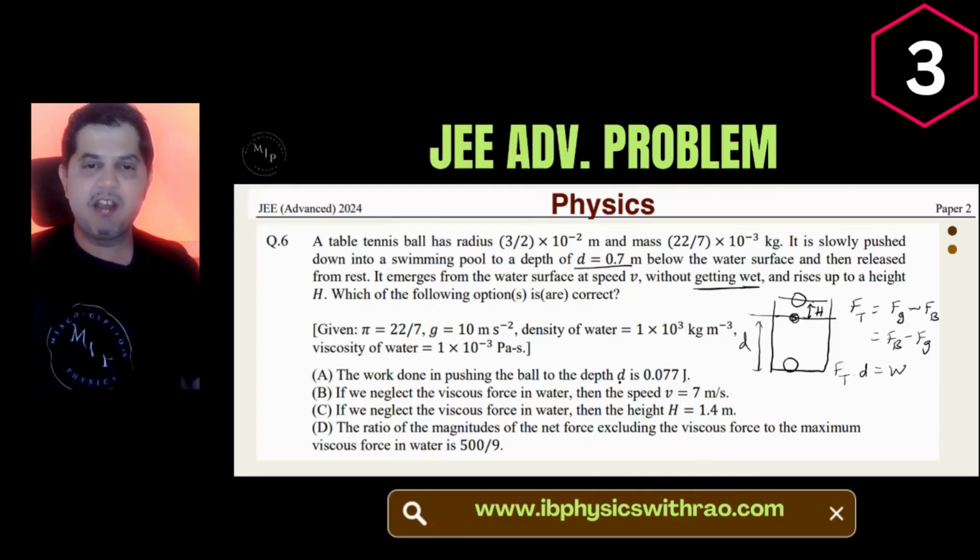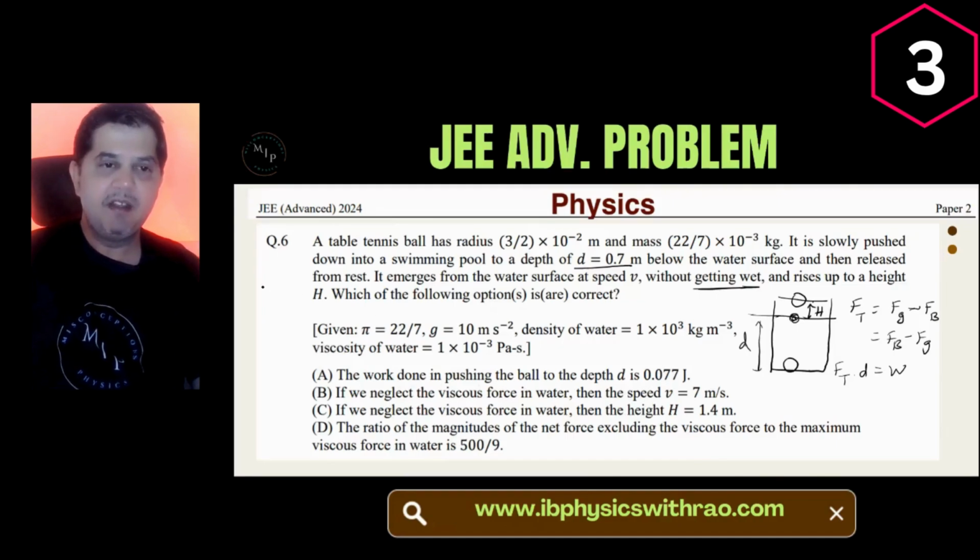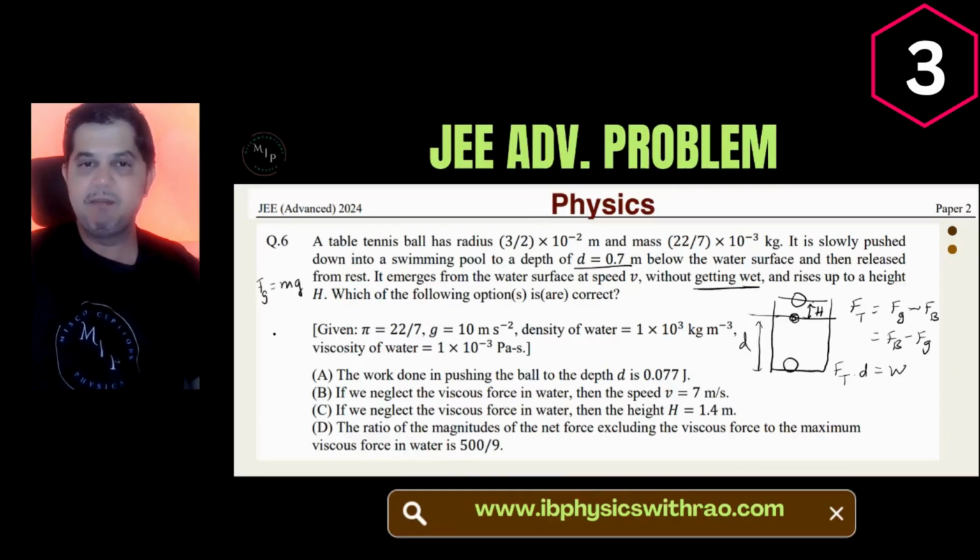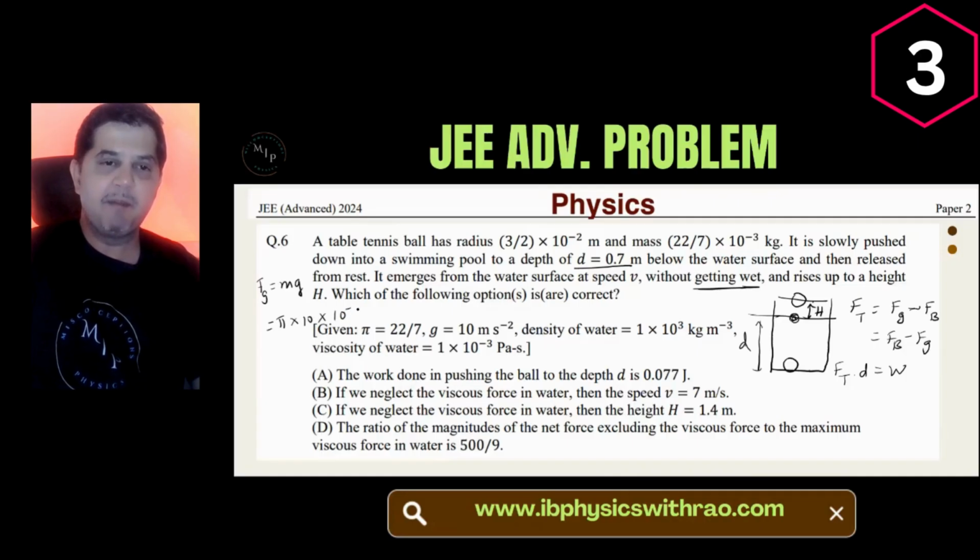Okay, now you can try doing this one here. Now first what we do is, let me find out Fg. Fg is nothing but m into g. What is m? M value is given here. Mass is 22 by 7 into 10 power minus 3. 22 by 7, you know what is this? This is pi. So what I will do is, I'll write this as pi into 10 multiplied by 10 power minus 3. This is 1 Newton.